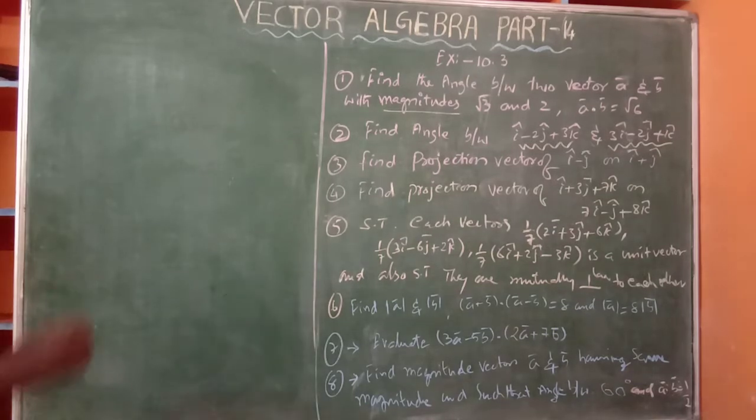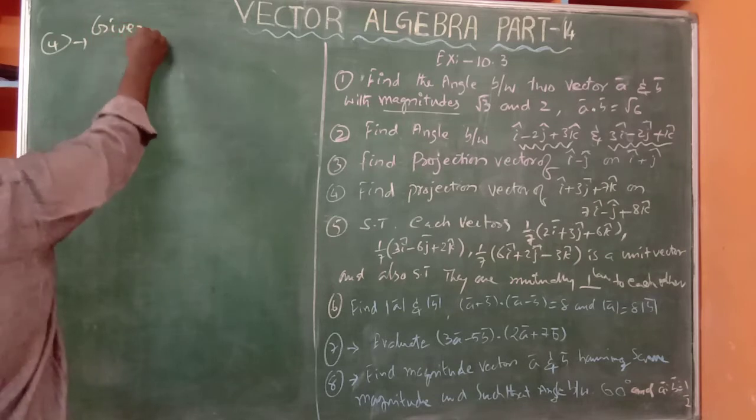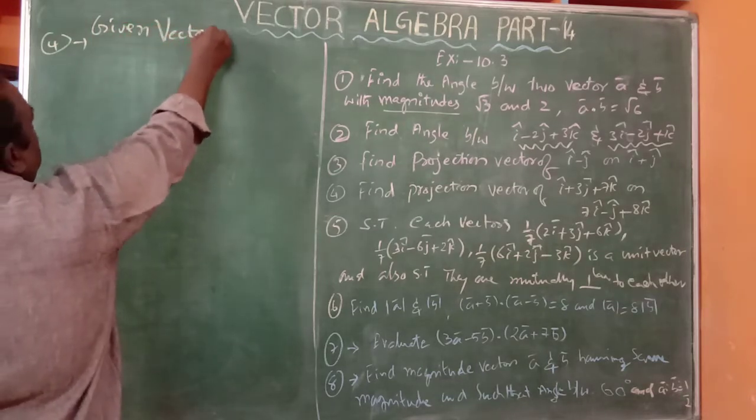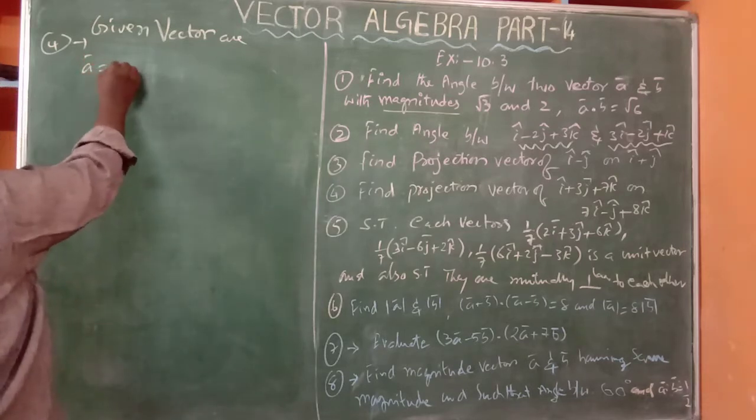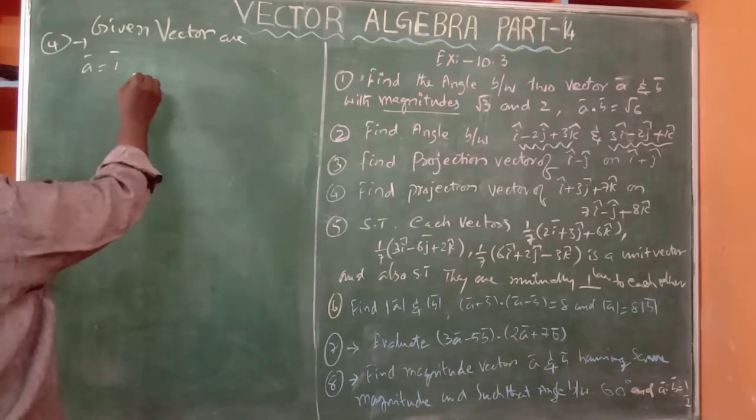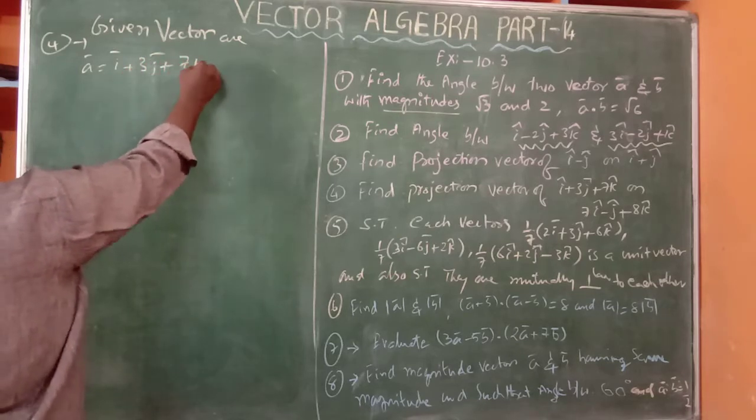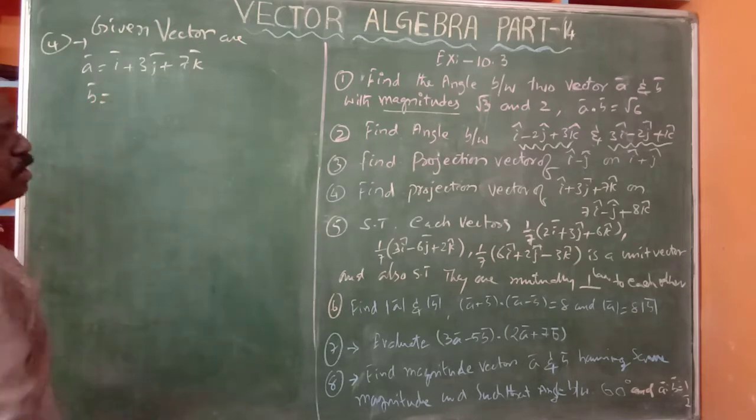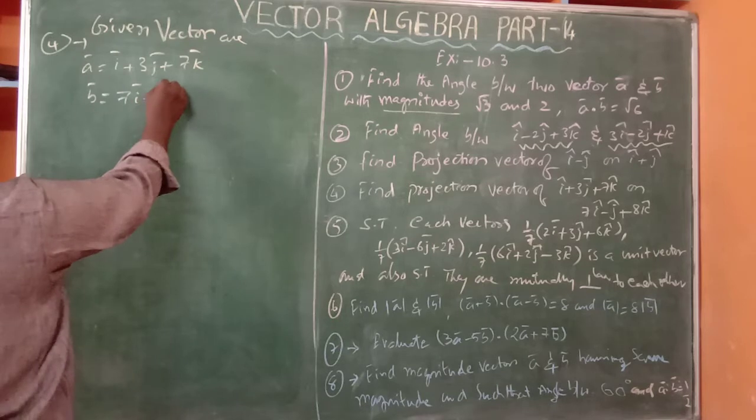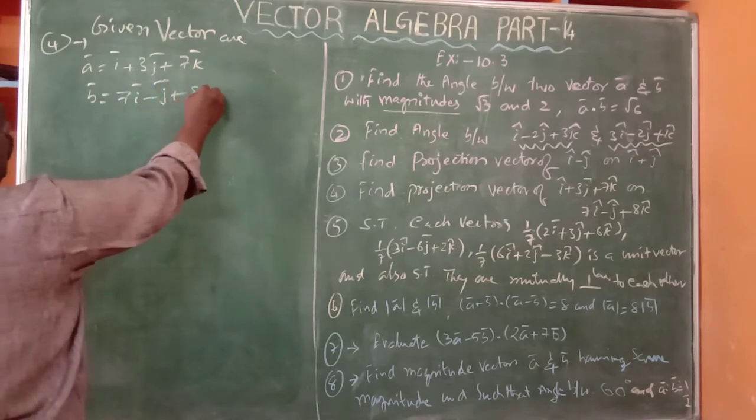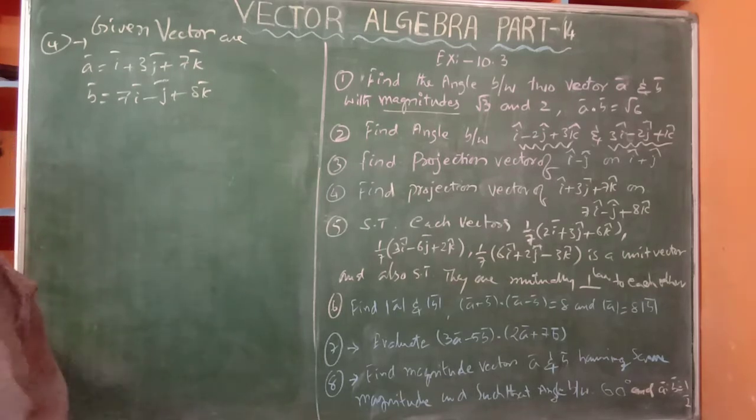Okay. Fourth problem. It is also same. Given vectors are A bar is equal to i plus 3j plus 7k, B bar is equal to 7i minus j plus 8k. Here also we are asked to find the projection vector.